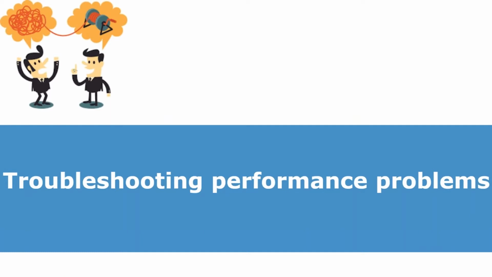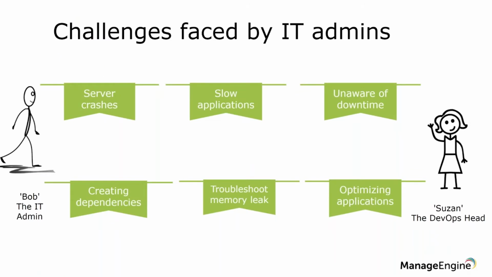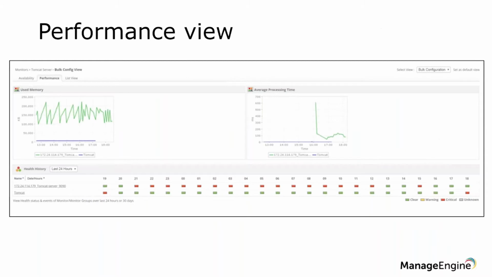So the next topic is troubleshooting performance problems and how we can achieve this through Applications Manager. The common challenges faced by IT administrators are to identify the root cause for server crashes, slow running applications, whether there is any memory leak, creating dependency, and optimizing applications. These are all necessary for ideal infrastructure management. Here, Applications Manager helps you face these challenges by providing a performance view of the applications that are being monitored.